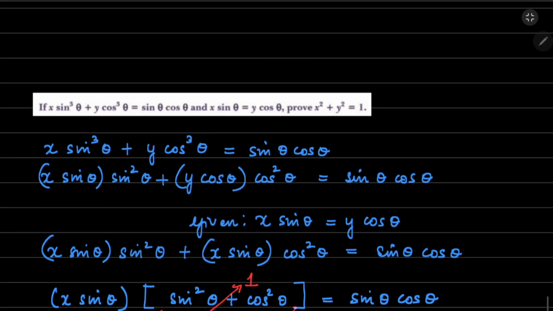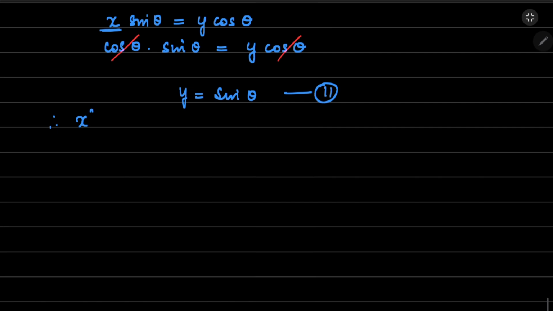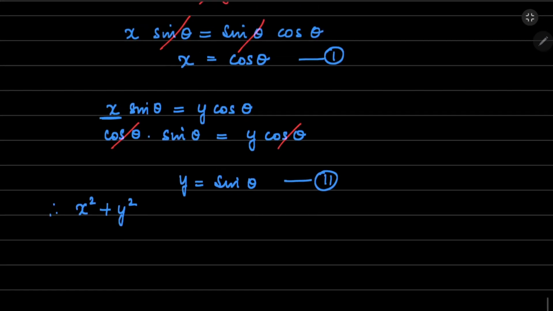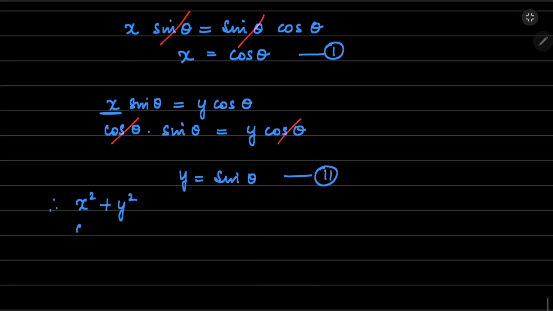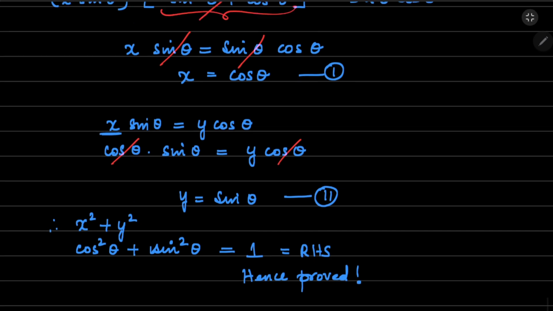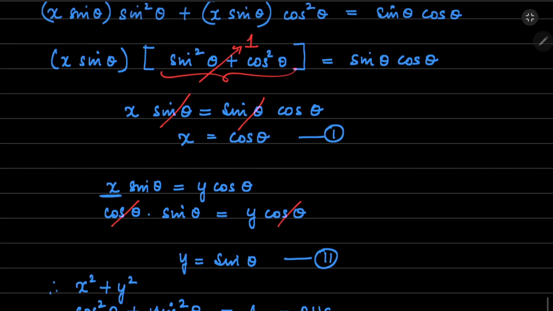Therefore, what are we asked? You have to prove that x square plus y square equal to 1. So, we have almost got there. x square plus y square will be, what is x? cos theta, right? x square will be cos square theta plus y is sine theta. So, y square will be sine square theta. What is sine square theta plus cos square theta? It is equal to 1. That is equal to RHS, hence proved. So, this is how we have to do such questions.